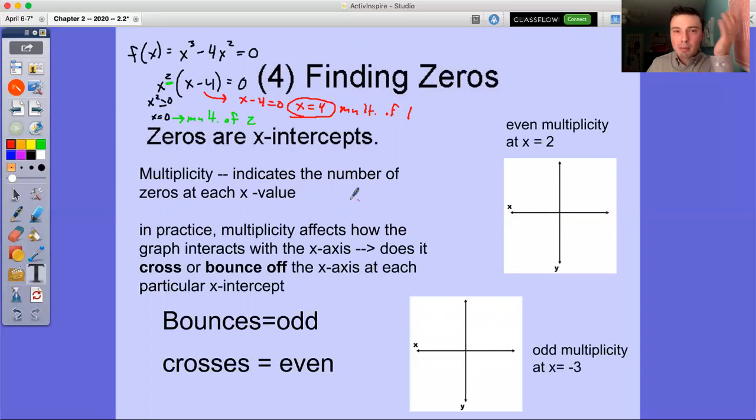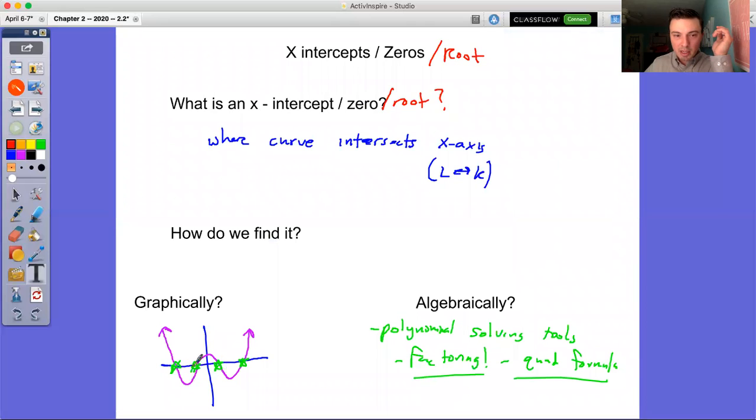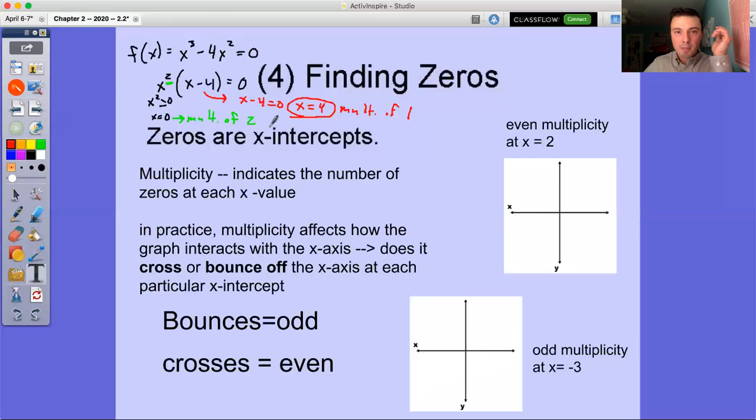Okay, so why do multiplicities matter? Well, we know x-intercepts, as we talked about here graphically, they're the places where our function crosses the x-axis. But if the multiplicity is even versus it being odd, it changes what that intercept would look like. So essentially, it determines if it'll cross the x-axis at that spot or bounce off the x-axis at that spot. It'll bounce at odd multiplicities. It will cross at even multiplicities.